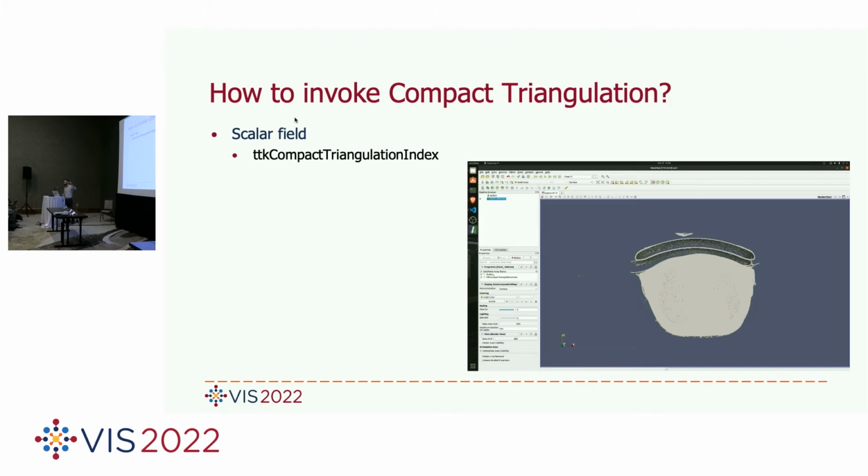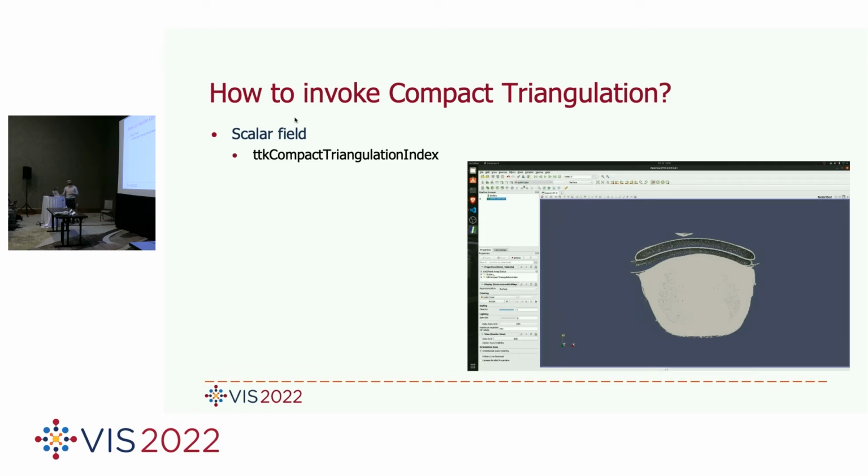Pretty much everything is connected to this scalar field here, called TTK Compact Triangulation Index. If your dataset has that scalar field associated with it, TTK will automatically decide if you want to use the compact triangulation rather than the standard explicit triangulation to run the plugin.